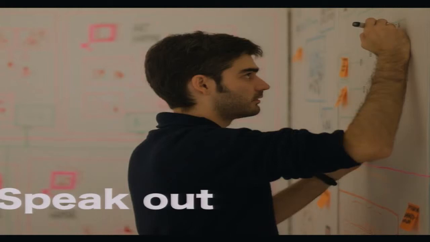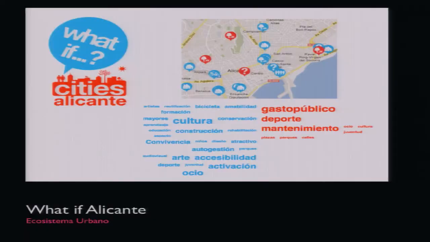The first one that I want to show is What If City. What If City is a free platform developed by a group in Spain called Ecosistema Urbano. Through this application, people can note in blue something that they like about their community or a positive idea that they have, and in red, something that they find is wrong.